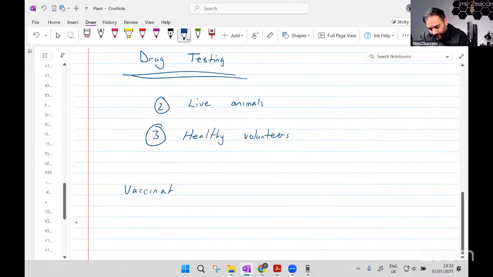I'm not going to tell you the answer to this, but as is often the case, you're going to get a question about vaccination, which is how a vaccination works, what it involves. That is usually a 4-mark question. Be prepared.